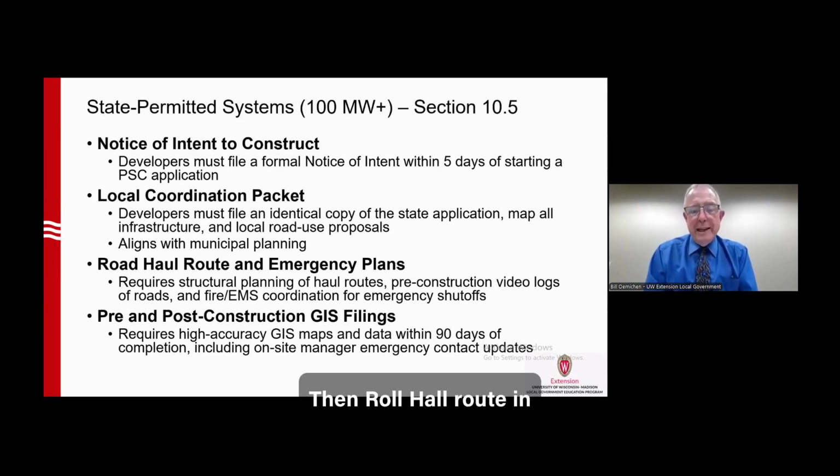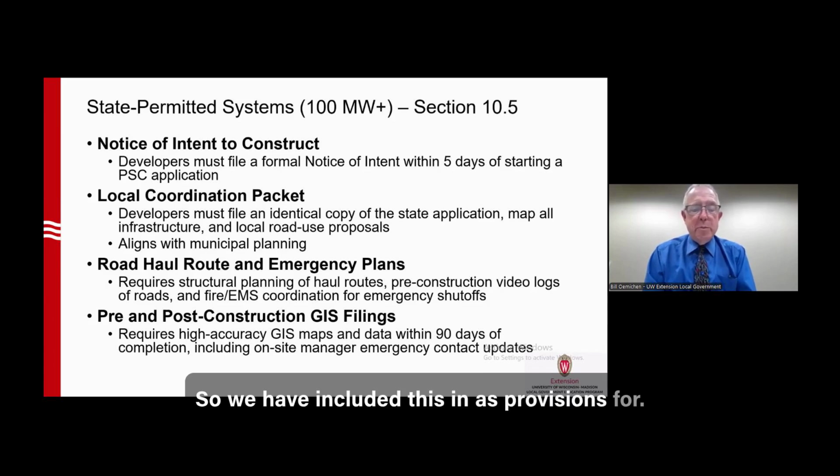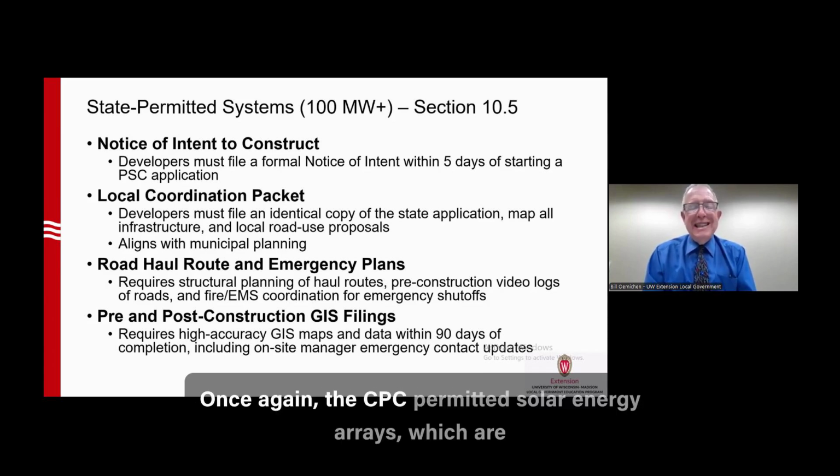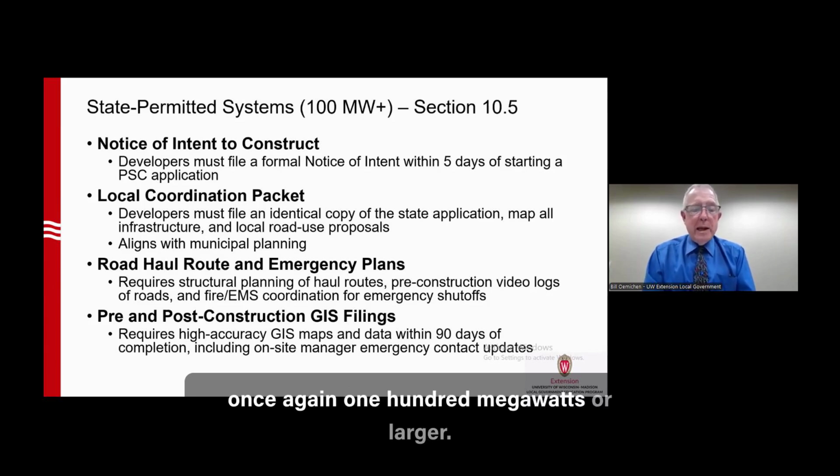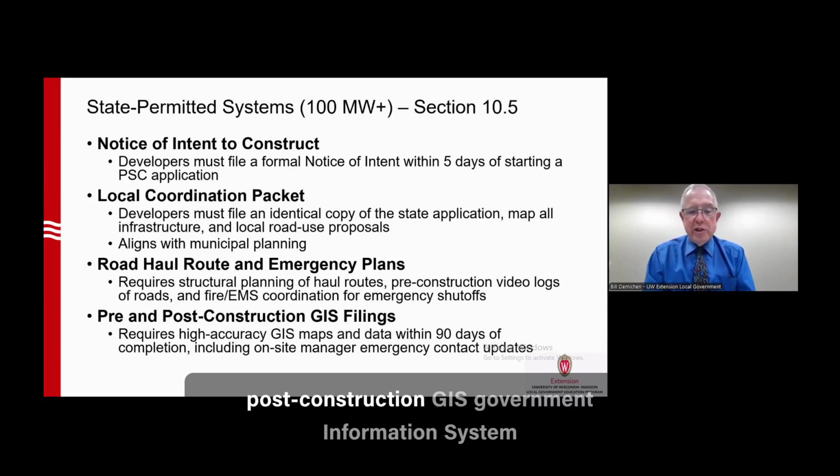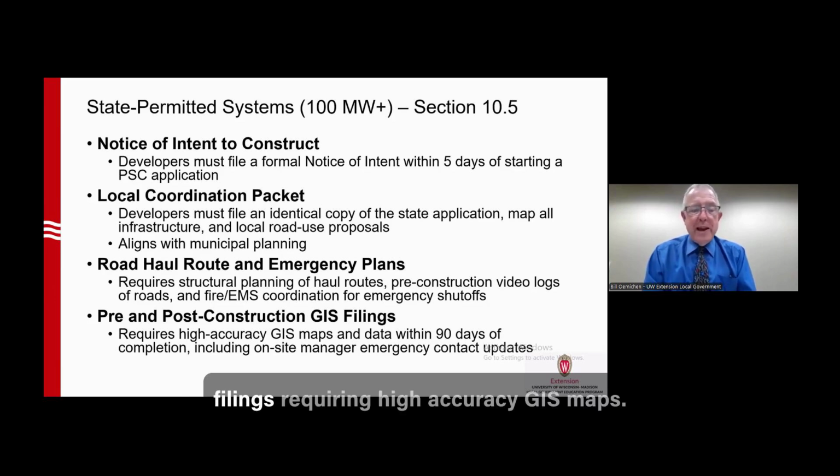Then haul route and emergency plans require structural planning of haul routes, pre-construction video logs of roads, and fire and EMS coordination for emergency shutoffs. And these are things that, at least to date, we have not seen either the courts or the Public Service Commission say thou shall not or cannot do this as a local unit of government. So we've included this as provisions for, once again, the CPCN permitted solar energy arrays, which are, once again, 100 megawatts or larger.